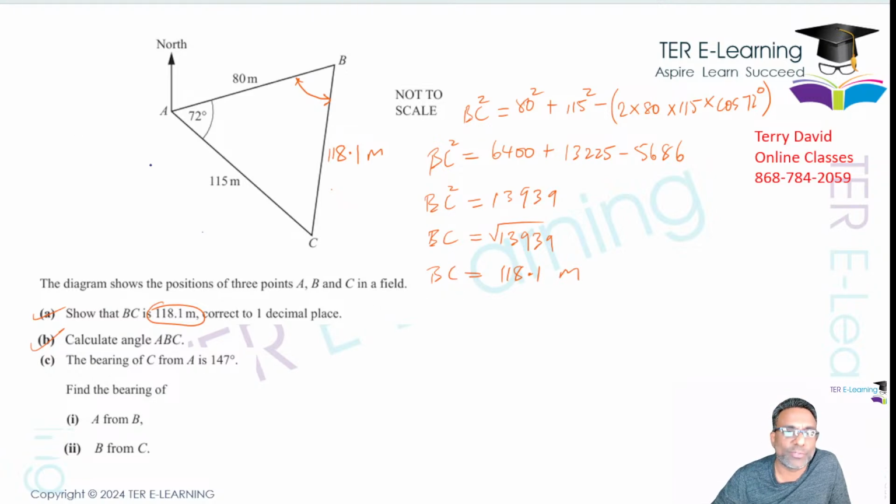Right, so this side opposite the 72 is 118.1, and I have this length and I have this angle opposite here. So I'm going to use the sine rule in order to do that.